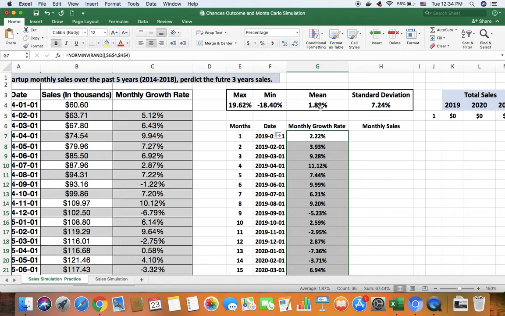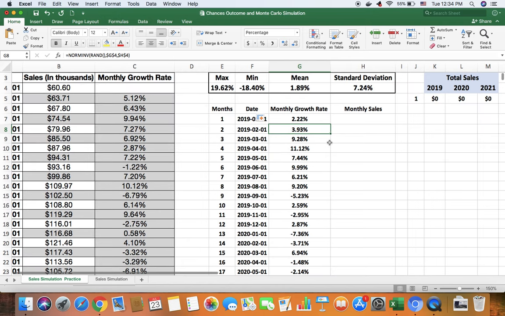The mean is this value. The standard deviation is this value. That is why we put dollar signs in these two cells, because we want to make them absolute references. Now we have the monthly growth rate.